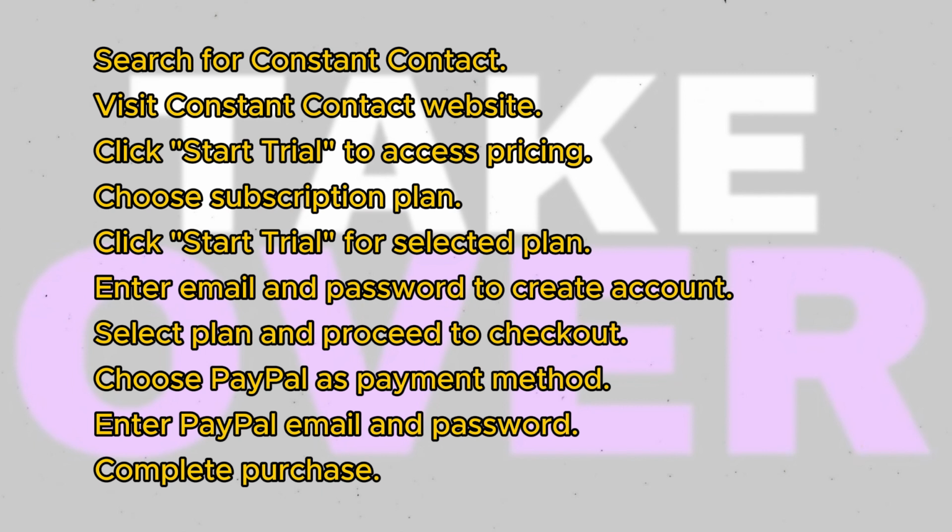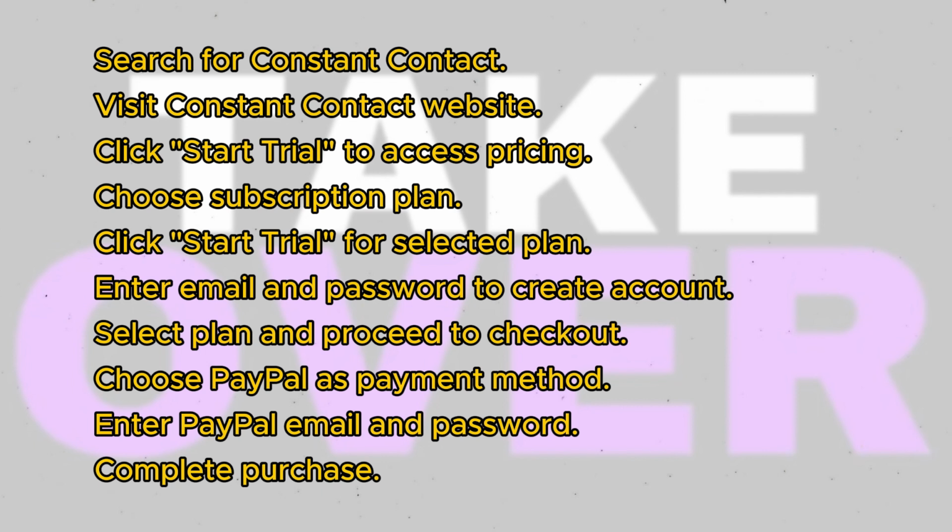Once on the website, you'll need to create an account if you haven't already. To do this, click on Start Trial to access the pricing section. Choose the subscription plan that suits your needs and click on Start Trial. You'll be prompted to enter your email address and password to create your Constant Contact account. After creating your account, you can proceed to purchase your chosen subscription plan.